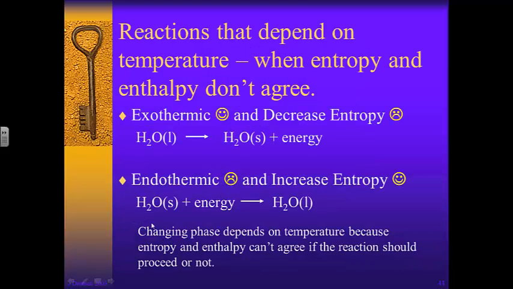Some reactions depend on temperature. That means when entropy and enthalpy don't agree: if a reaction is exothermic and decreases entropy, or when something is endothermic and increases entropy. Changing phase depends on temperature, because entropy and enthalpy can't agree if the reaction should proceed or not.